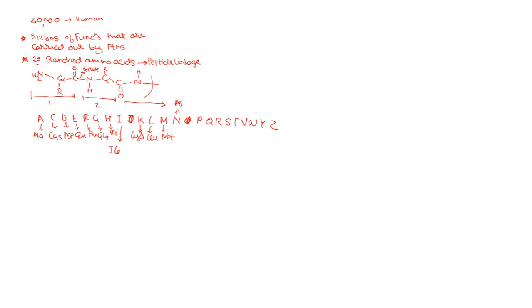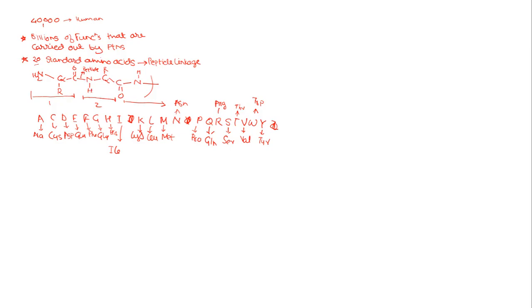stands for asparagine, P stands for proline, Q stands for glutamine, R stands for arginine, S stands for serine, T stands for threonine, V stands for valine, W stands for tryptophan, and Y stands for tyrosine. We don't have Z. So these are all 20 standard amino acids from which at least proteins from planet Earth are made up.